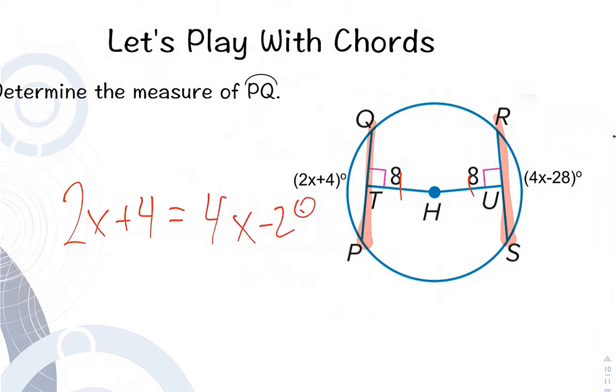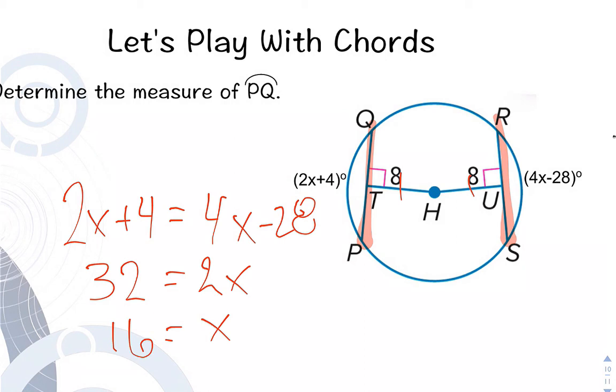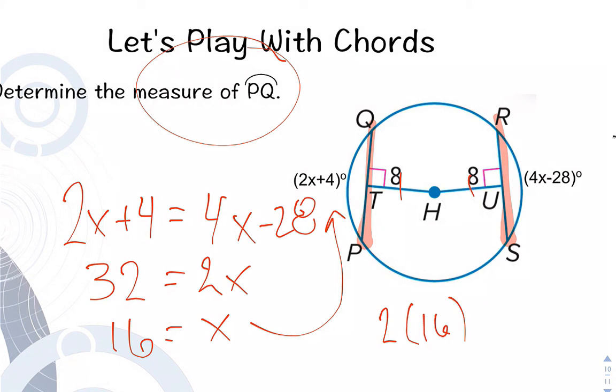Okay, get my variables to the same side, so I subtract 2x, so I get 2x. I add 28, that gives me 32. Divide by 2, x is equal to 16. Okay, now remember it's asking us for the measure of arc PQ, so I need to plug that back in. So I have 2 times 16, and then plus 4. 2 times 16 will give me 32, plus 4 gives me 36 degrees. That is the measure of arc PQ.